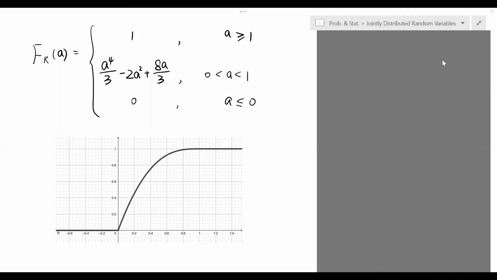To sum up, we conclude that the distribution function for the range is given by this piecewise defined function, whose graph is given by the figure down there.